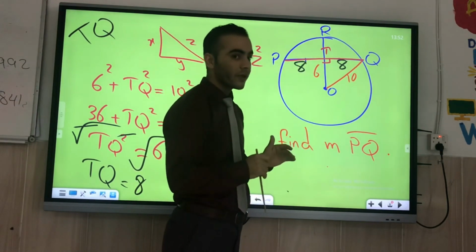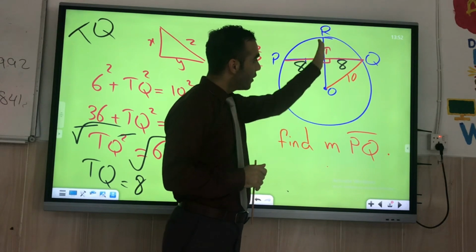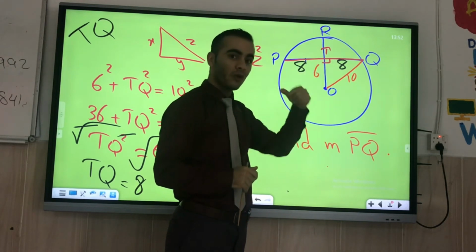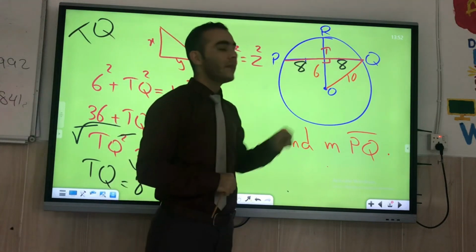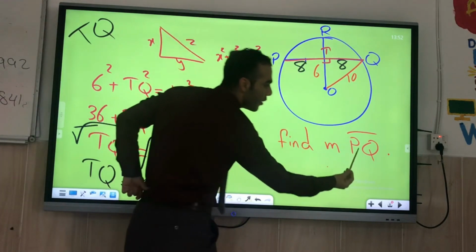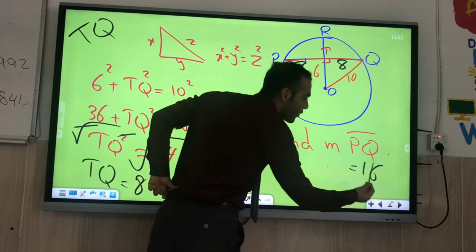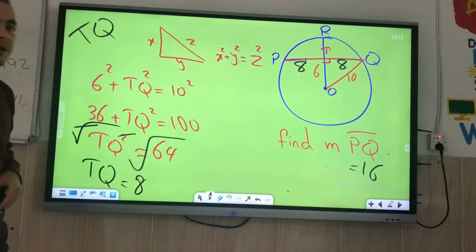Because they are congruent. The radius will bisect the chord into two equal parts, according to the previous point that we mentioned. So 8 plus 8 is 16. That is why PQ is equal to 16. And that is the answer to the question.